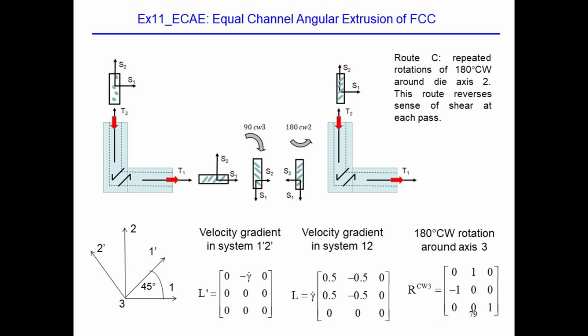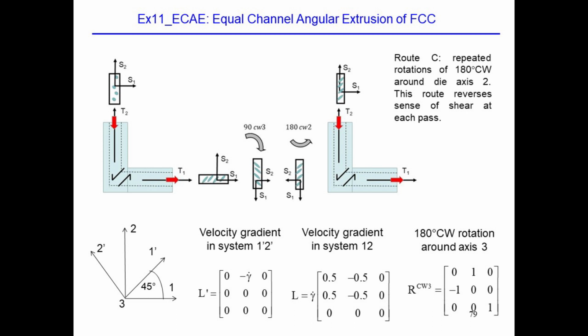The conditions are that the velocity gradient in this system, 1 prime, 2 prime, where you impose the shear, is just a shear minus gamma dot. That is the boundary condition in the system. But because we work in the system of the die, we have to rotate it and put it in the system of the die, the system 1, 2.